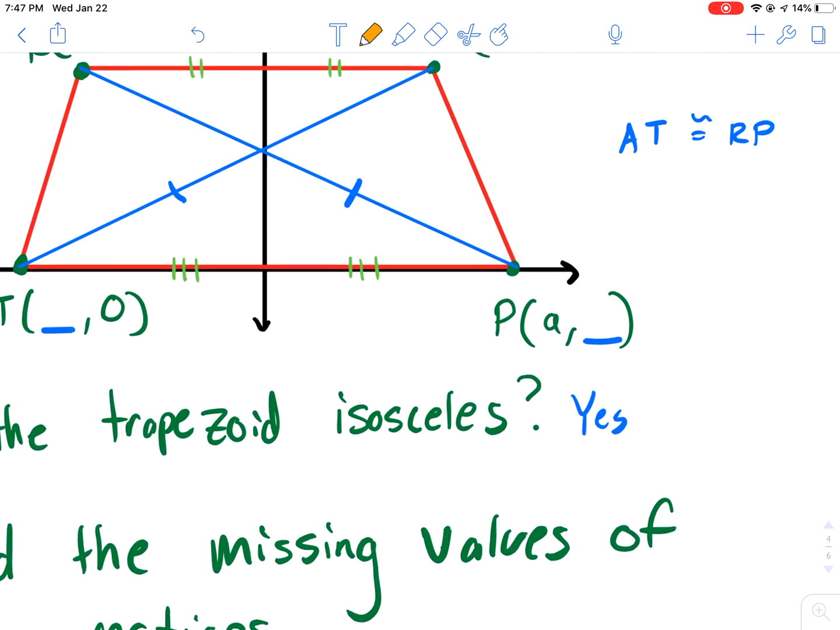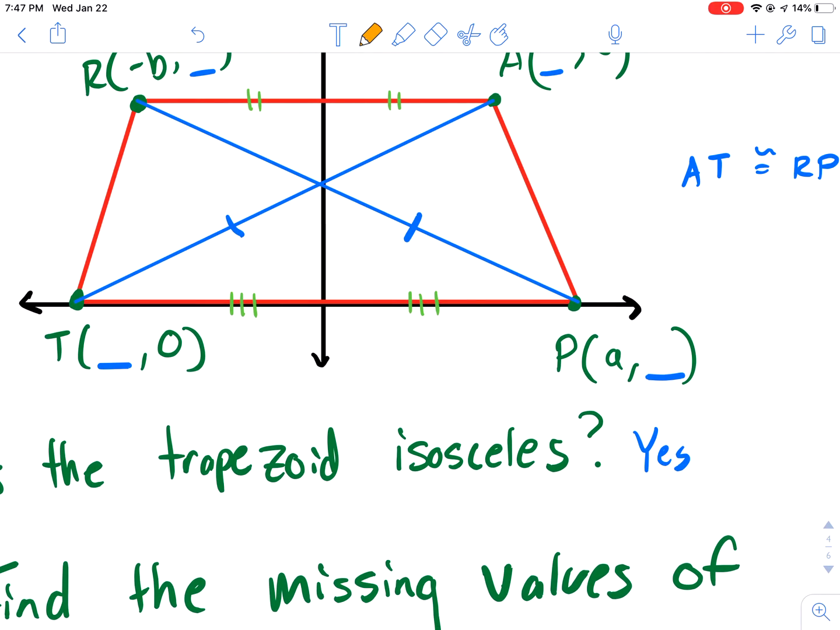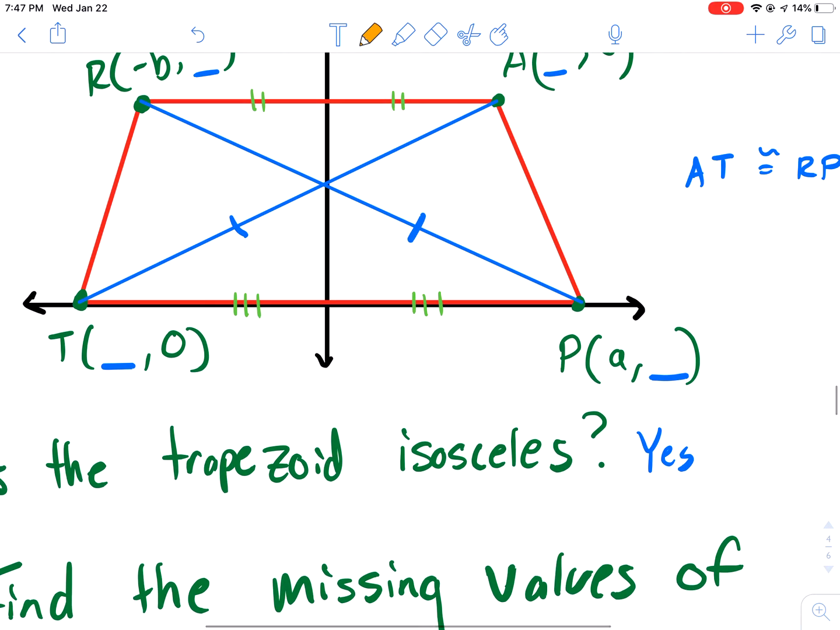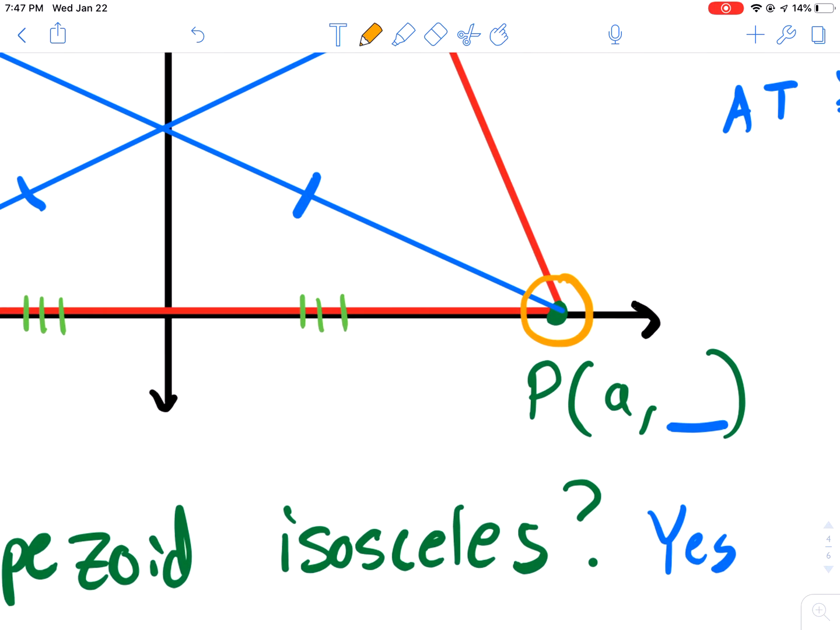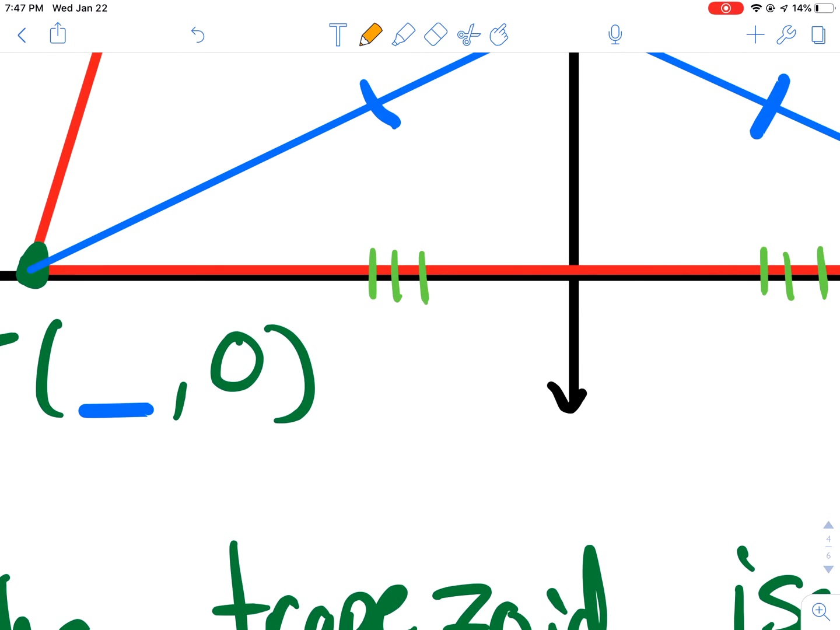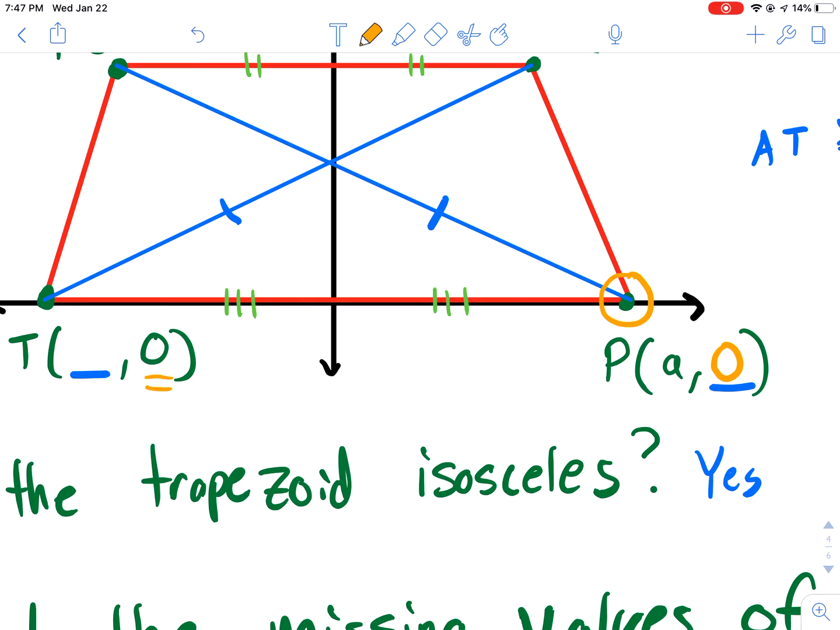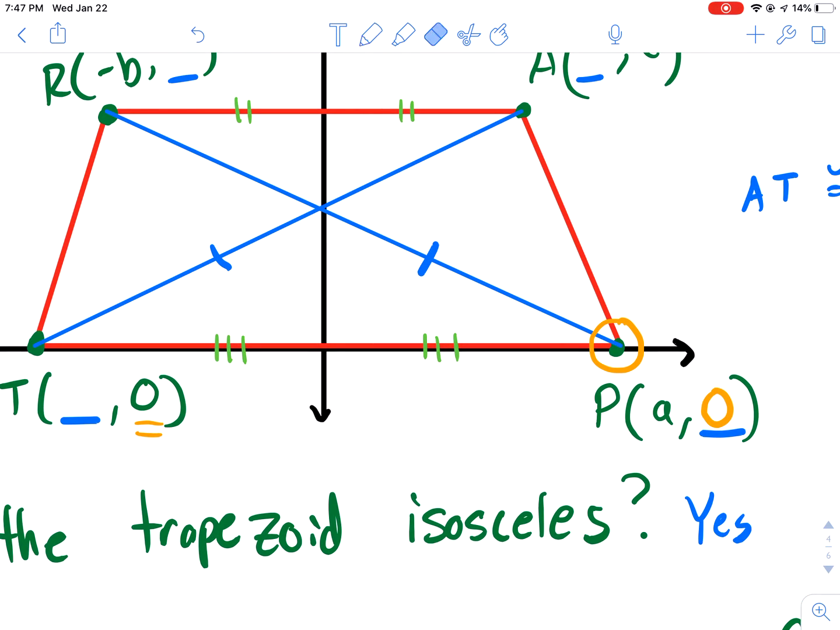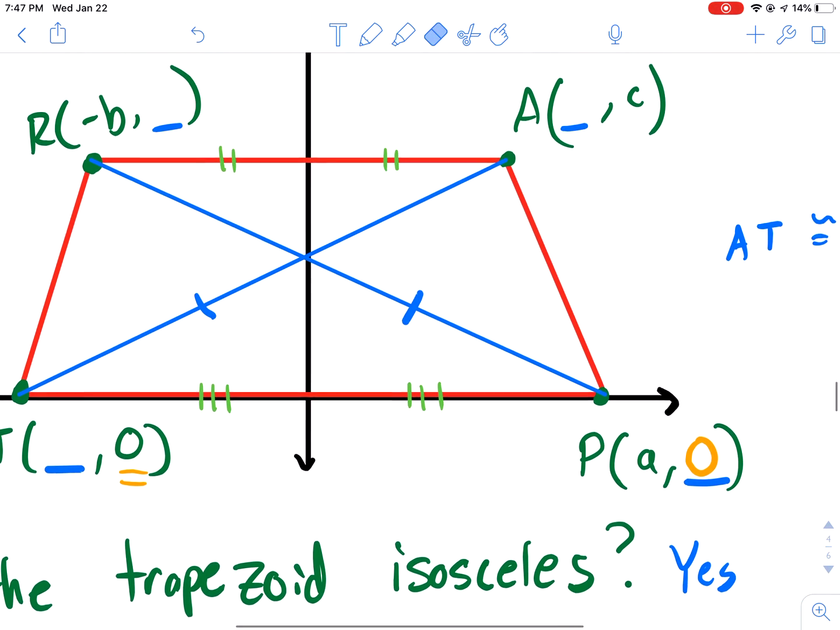So let's start with P. Okay, with point P, we know that it is on the x-axis, okay? So what does that mean? It means that the y value is 0. The y value is 0. And that makes sense because if it's a straight horizontal line, it needs to match up with that y value, and it does, okay? That's the first step, and it's the easiest step, okay?